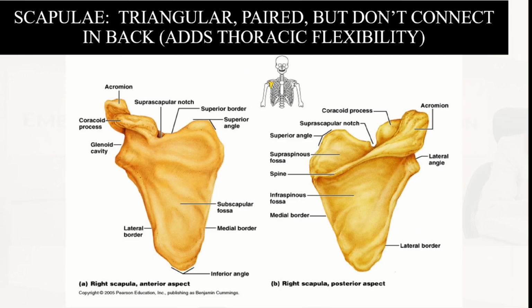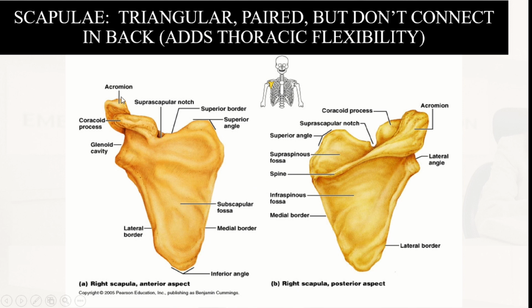Okay, then the scapula is triangular and paired, but doesn't connect at the back, and adds thoracic flexibility. So this is the anatomy of the scapula. This is the right scapula, anterior aspect, and the right scapula, posterior aspect. Okay, so these are the parts.